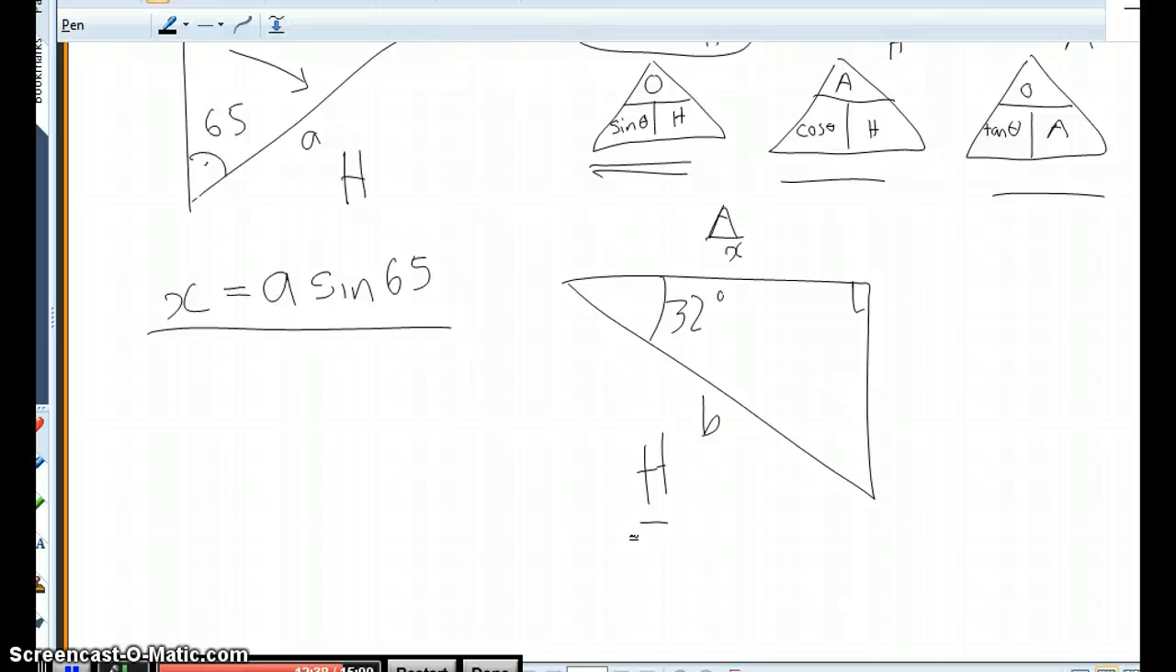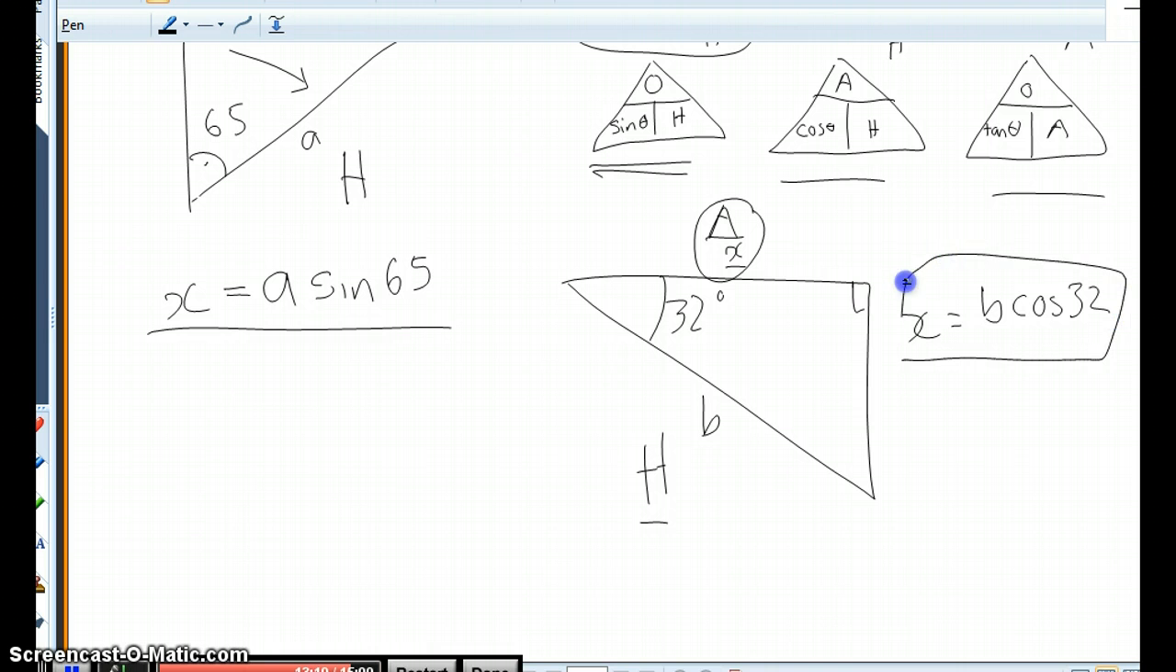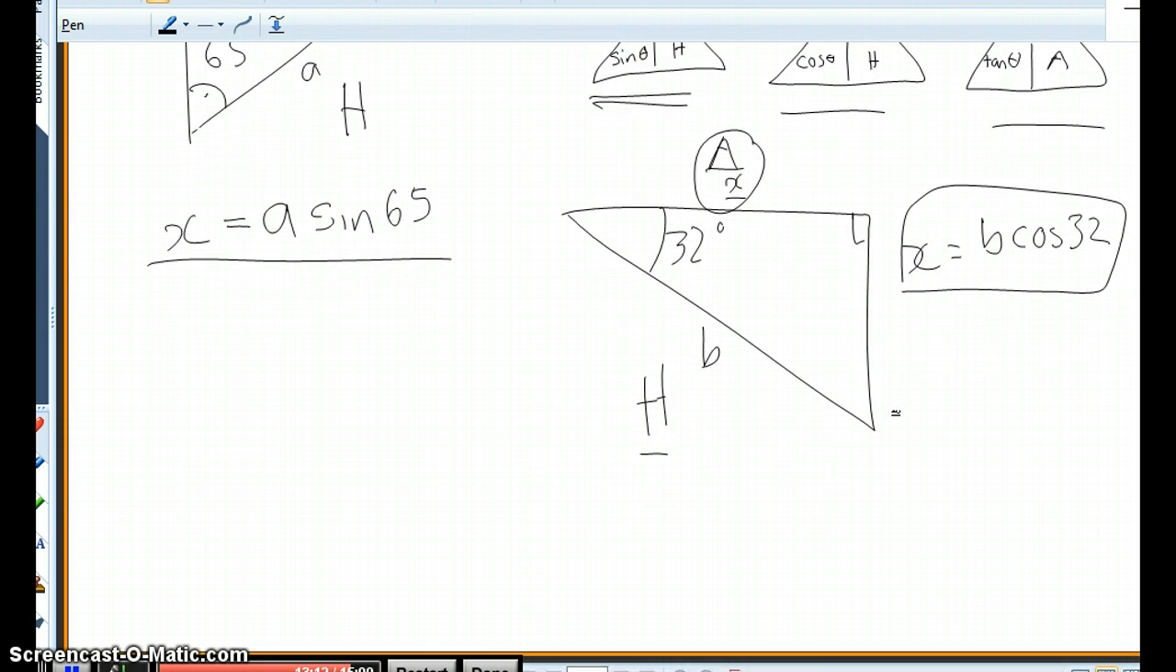Okay. And in this case, I'm looking for the A, because it's the x, right? I'm looking for the x, which is the A. I cover up the A, because I'm looking for the A. And I've got cosine of the angle multiplied by the hypotenuse. So it's B cosine 32. You getting this? X equals B cosine 32. There's my answer. Next one.